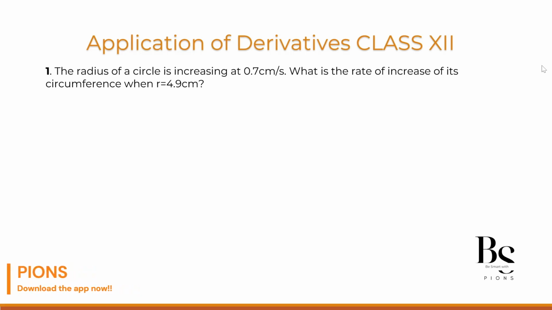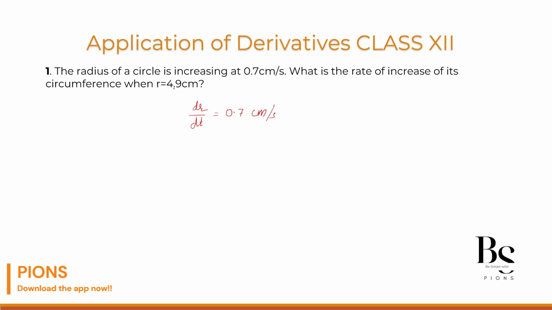Let's start with question number 1. Question number 1 says the radius of a circle is increasing at a rate of 0.7 centimeter per second. If you look at the unit, it is centimeter per second, so this is our dr by dt. According to the problem, dr by dt is 0.7 centimeter per second. What is the rate of increase of its circumference when r equals 4.9 centimeter?